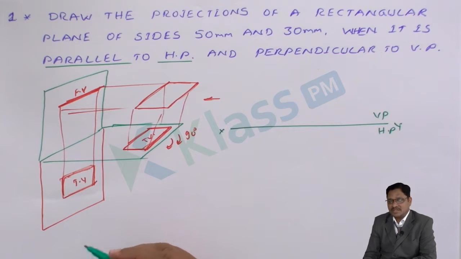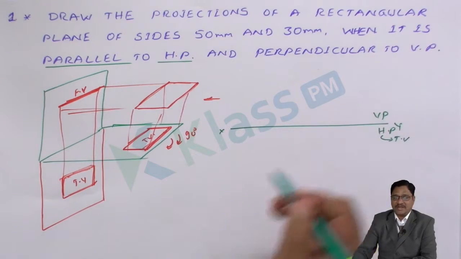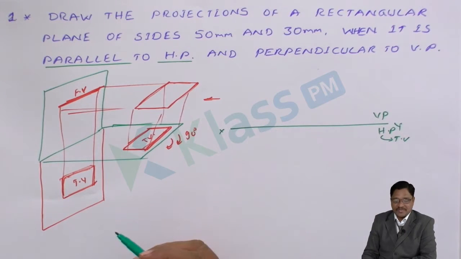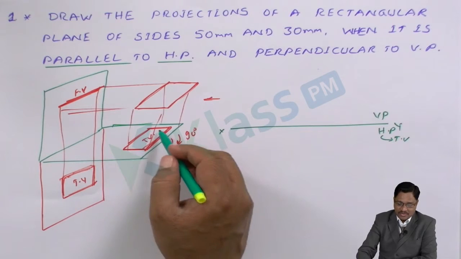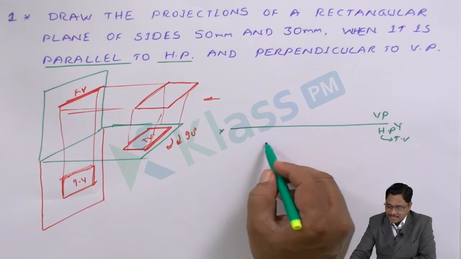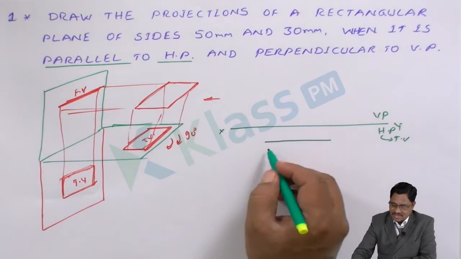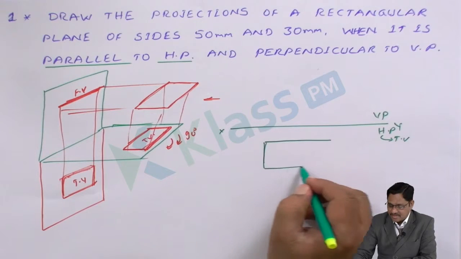HP projection is nothing but the top view, so I have to start by drawing the top view. Perpendicular to VP: whenever the distance in front is not given, we can imagine it. Now, considering the total area as it appears, take any length of convenience and try to represent the top view. So what are the sides? We can take 50 mm as the long side and 30 mm as the short side and just finish the view.